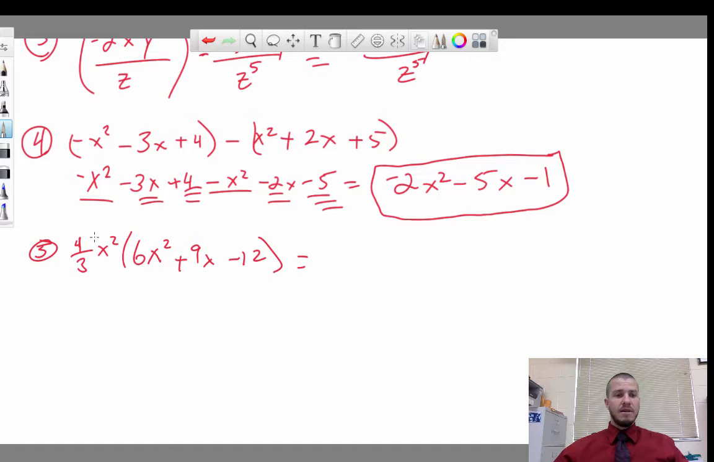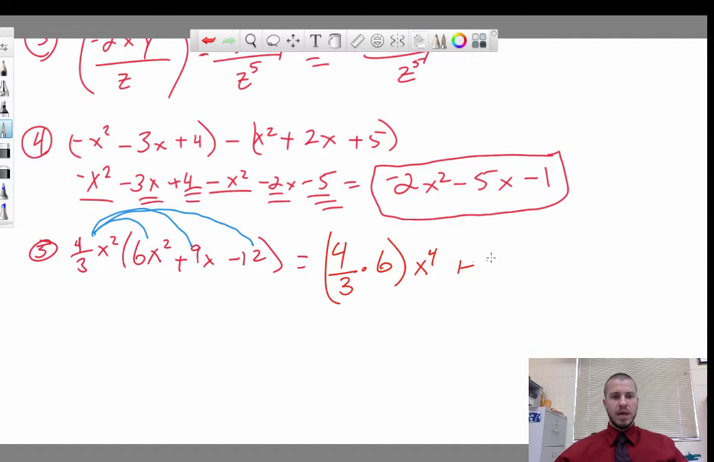For number 5, I'm distributing this monomial that's out in front, and I'm distributing it to all 3. So I have 4 over 3 times 6, and that's going to become x squared times x squared. Add the exponent, so that's going to be x to the 4th. Plus 4 over 3 times 9, and that's going to be x squared times x, which is x to the 3rd, and then minus 4 over 3 times negative 12, so that's going to become a positive there, and that's just going to be x squared.